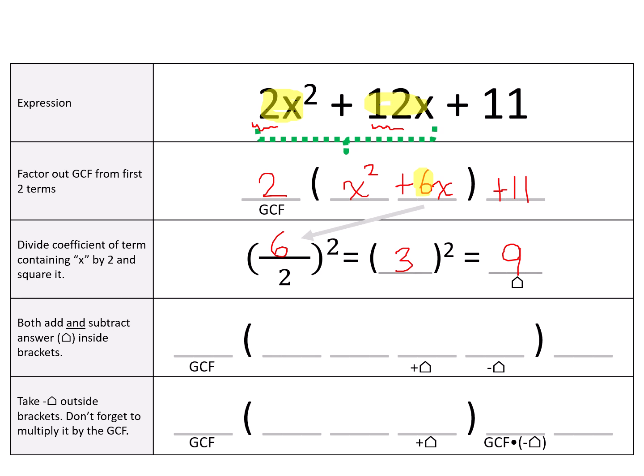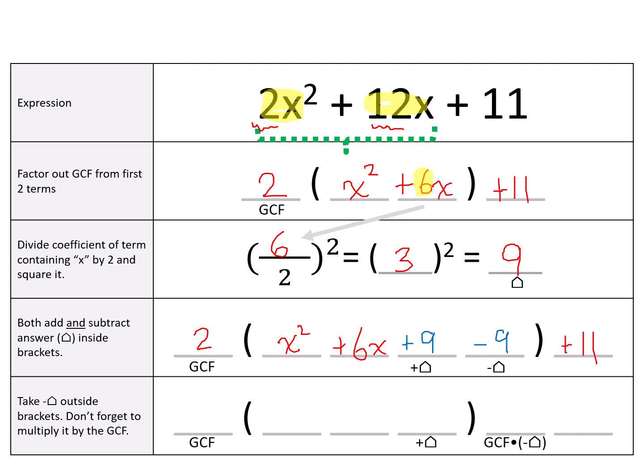The greatest common factor outside the bracket stays the same. The x squared and the plus 6x stay the same as well. The value of 9 we got before, we're going to write its positive version over here, and we're going to write its negative version as well over here. The plus 11, again, is going to stay outside the brackets.